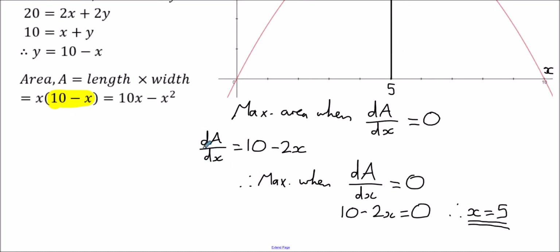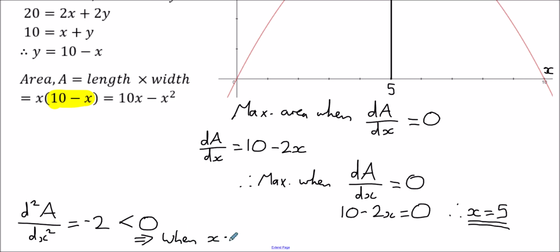So let's find the second order derivative of A. We had dA by dx, therefore the second order derivative will be d squared A over dx squared. If we differentiate this derivative again, 10 vanishes, minus 2x just becomes minus 2, which is a constant, so minus 2 is less than 0. So that proves that when x is 5, the area is a maximum.